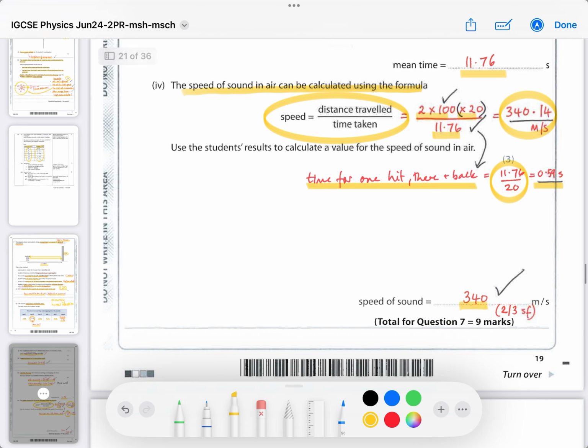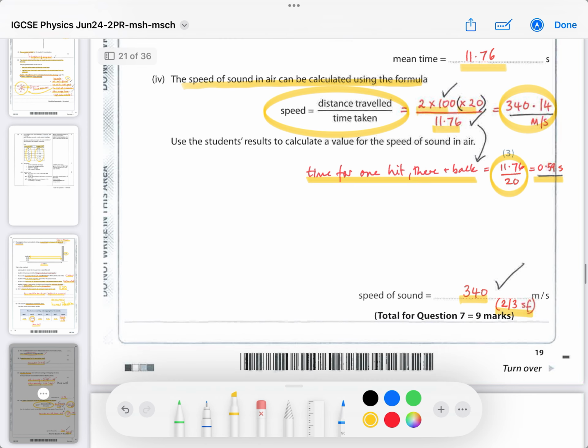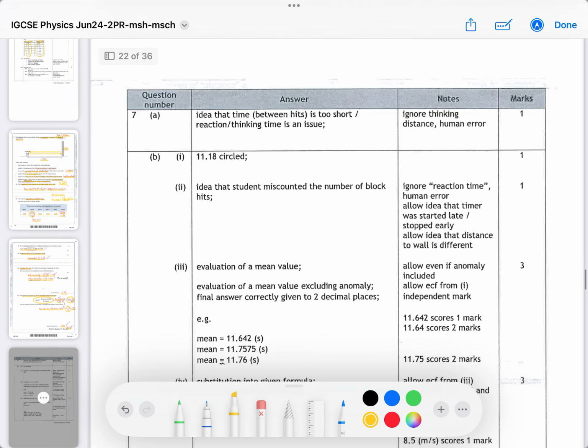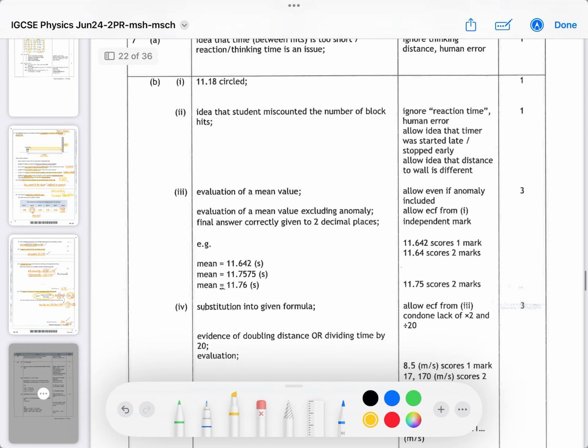And then you round it to 2 or 3 significant figures. It will give you the same value. Okay? So you should limit it to 2 or 3 significant figures. Okay. Hope that makes sense. That's 9 marks done. So sound will definitely come in 2025, but not necessarily in this format. It's more likely to come as an oscilloscope. Here's the mark scheme.